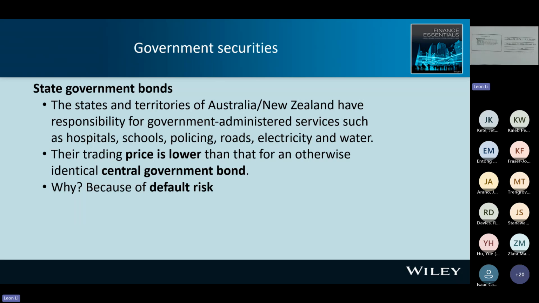So state government bond will have a lower value or lower price. The reason is risk. Local government cannot print the money. Therefore, they have a higher risk. Higher risk, higher discount rate, lower bond value.